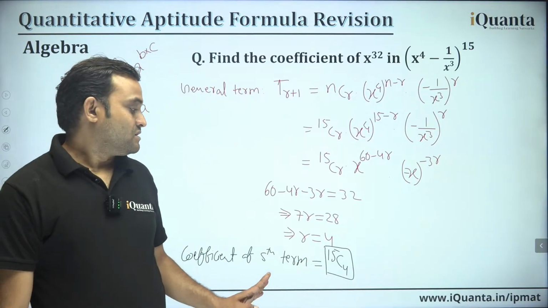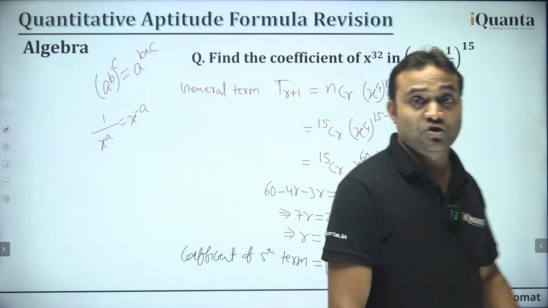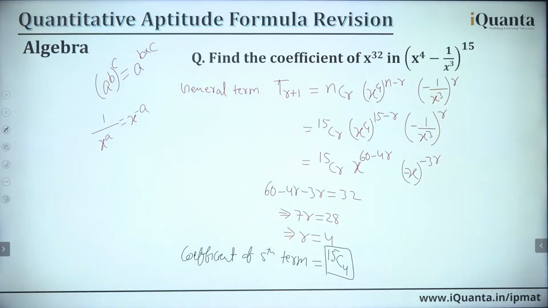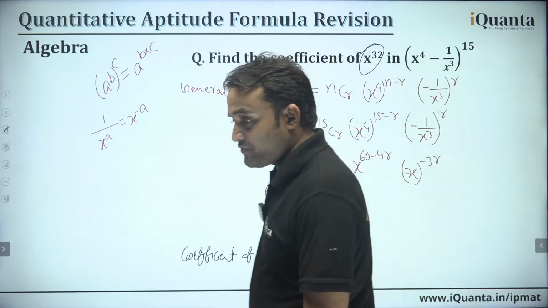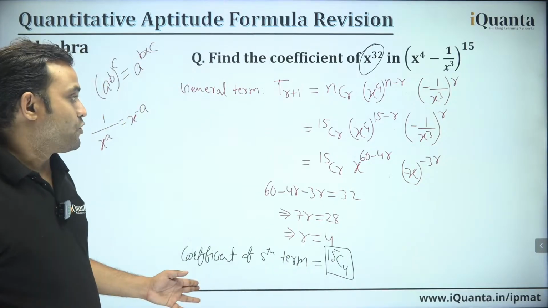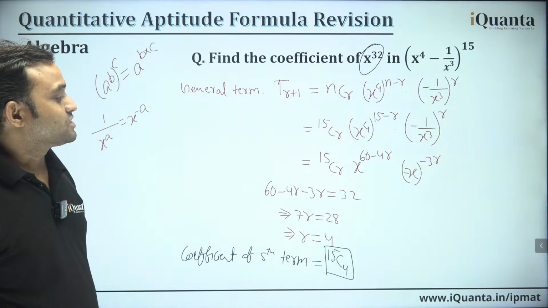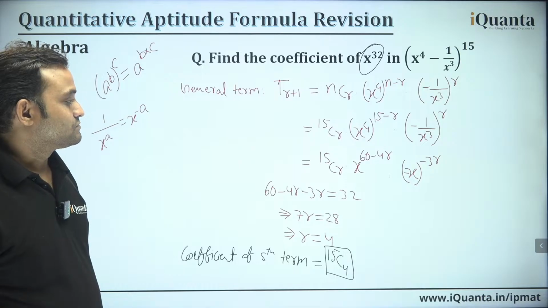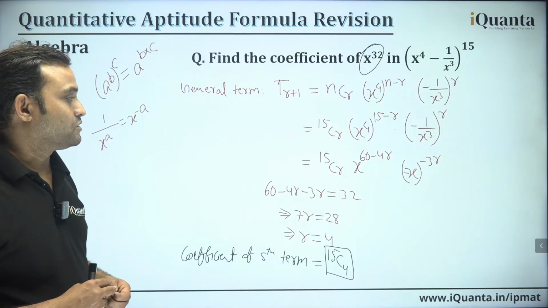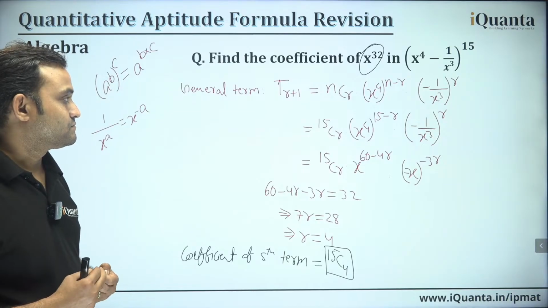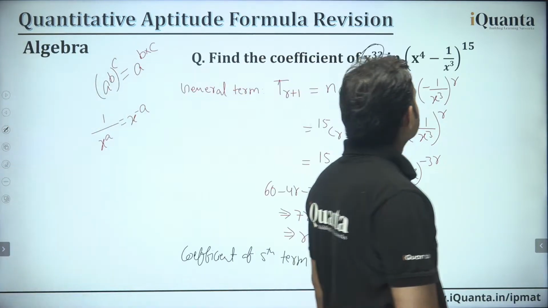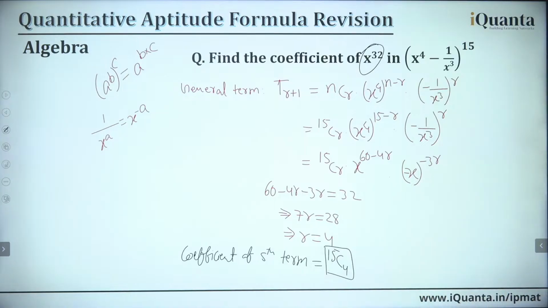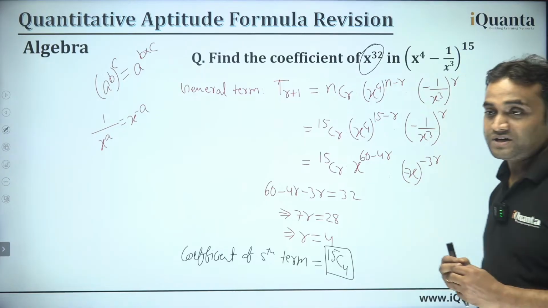But I hope that this concept is clear, this solution is clear, how to find the coefficient of any particular term. We get x to the power 32 when we put r is equal to 4. If you put r is equal to 4, then you get the value. Is there any doubt in this? If we put r is equal to 4, then this will be 44 and this will be minus 12, 32, right?